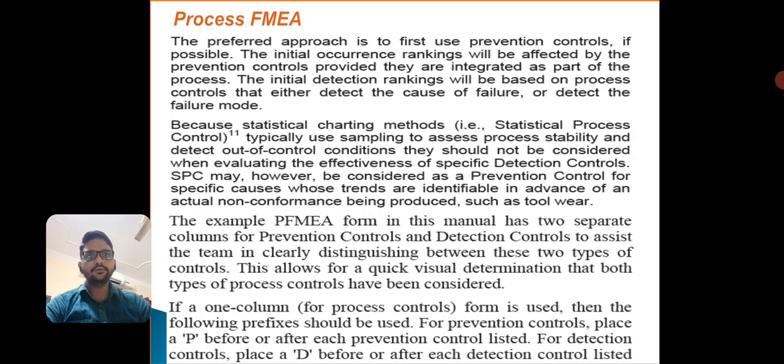Next is process FMEA. The preferred approach is to use prevention control. This means, if possible, the initial occurrence ranking will be affected by the prevention control, provided they are integrated as part of the process. The initial detection ranking will be based on the process control that either detects the cause of failure or detects the failure mode. First is the cause of failure, then the failure mode.